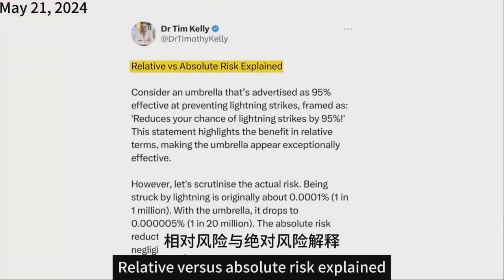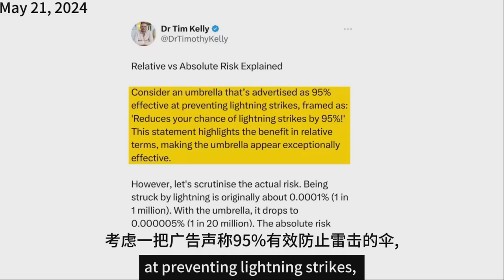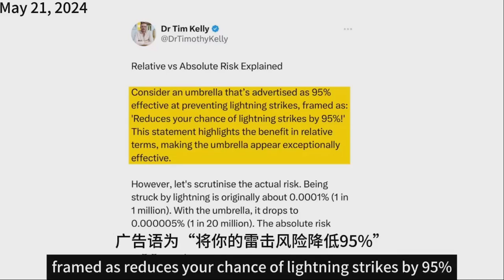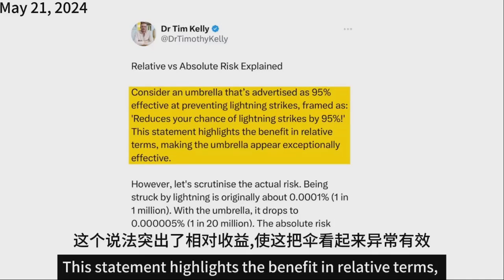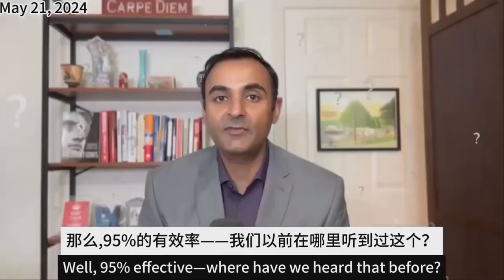Relative versus absolute risk explained. Consider an umbrella that's advertised as 95% effective at preventing lightning strikes, framed as "reduces your chance of lightning strikes by 95%." This statement highlights the benefit in relative terms, making the umbrella appear exceptionally effective. Well, 95% effective, where have we heard that before?